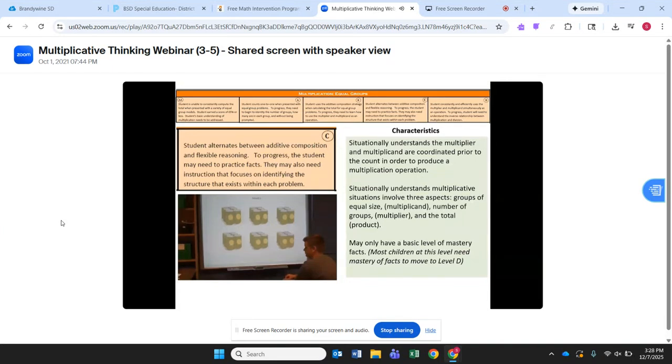Okay, what's interesting about students who are in level C, and level C is a good level to be at, because it shows that they're able to do thinking at level D, they're just not consistent with it. So they sort of float in between level D and level B with what they do. And so the student alternates between additive composition and flexible reasoning. To progress, the student may need to practice facts. They may also need instruction that focuses on identifying the structure that exists within each problem. So we'll talk in another slide or two about the instructional decisions you have to make with level C, because it's not always as obvious as level A or B or C or so on, okay?